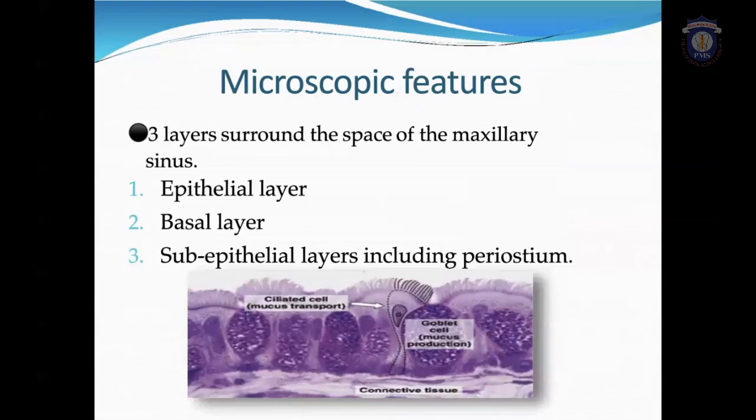That's all complete, the anatomy of maxillary sinus. Now let's go into detail about the microscopic or histological features of the maxillary sinus. Three layers surround the space of the maxillary sinus: the epithelial layer, the basal layer, and the subepithelial layers, which include the periosteum.